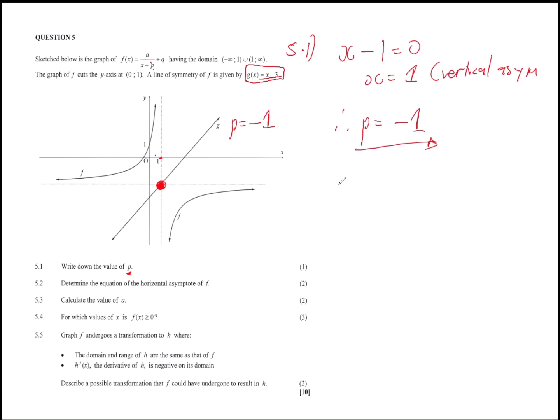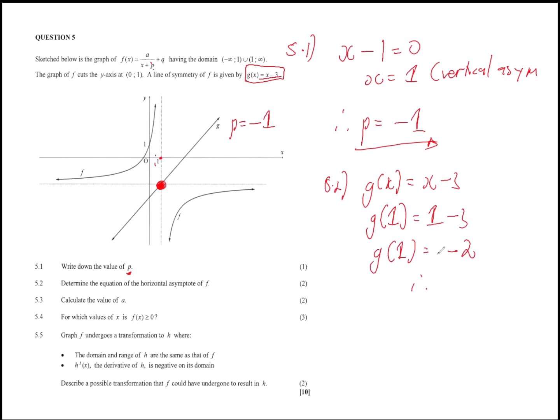On x minus 3. So for 5.2, we have g of x equals x minus 3. And then what do we do? Where there is x, let's substitute 1. You don't substitute -1, you substitute 1, the vertical asymptote, so that you can find the horizontal asymptote. So that's 1 minus 3, and this will give us -2. So the coordinates of the horizontal asymptote, or we are supposed to give the equation. So that's y equals -2.